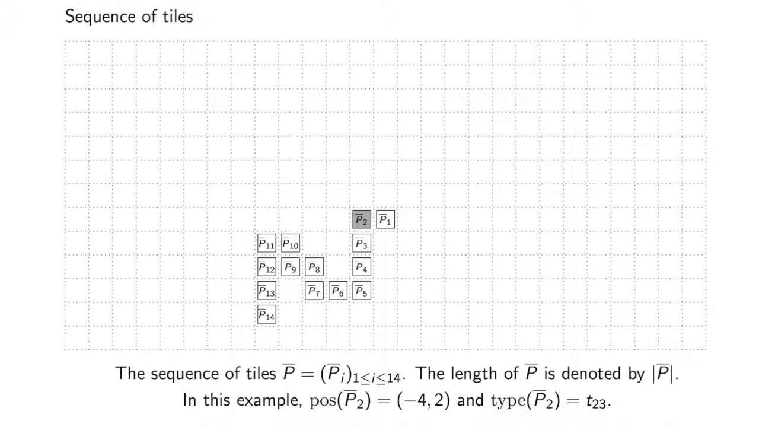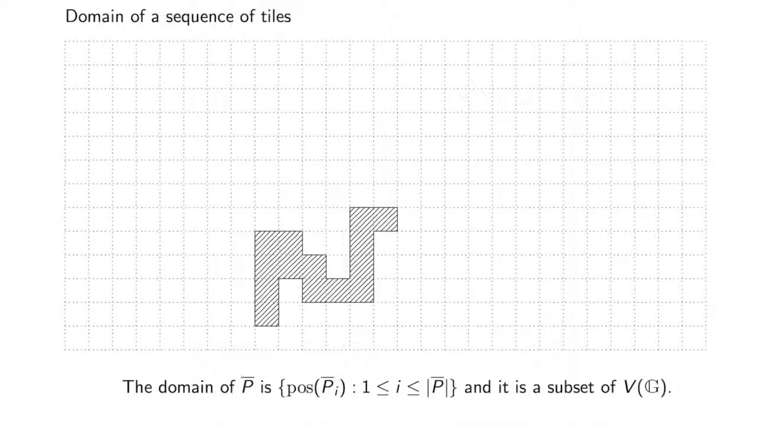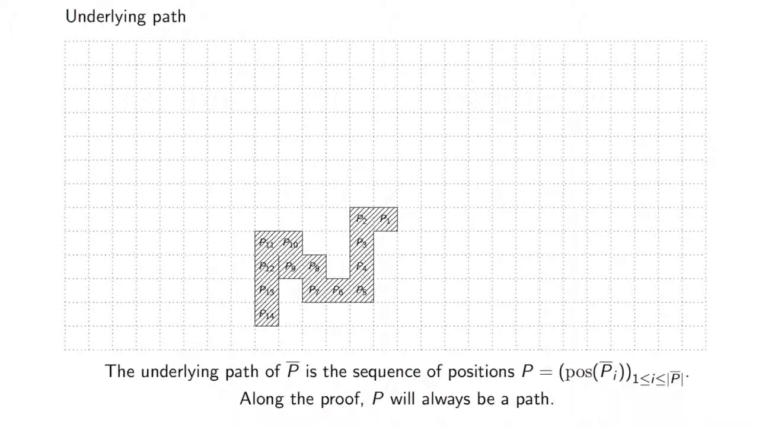Now all the tiles on the grid are represented as a sequence of tiles P. In this example, the tile in gray receives the index 2 and is named P2. The sequence of tiles is of length 14. The domain of a sequence of tiles P is the set of positions occupied by a tile of P. We represent here the domain of the previous sequence of tiles. The underlying path of a sequence of tiles P is a sequence of positions such that for i from 1 to the length of P, the position with index i is equal to the position of the tile Pi. Note that we will always consider cases where the underlying path of a sequence of tiles is a path.